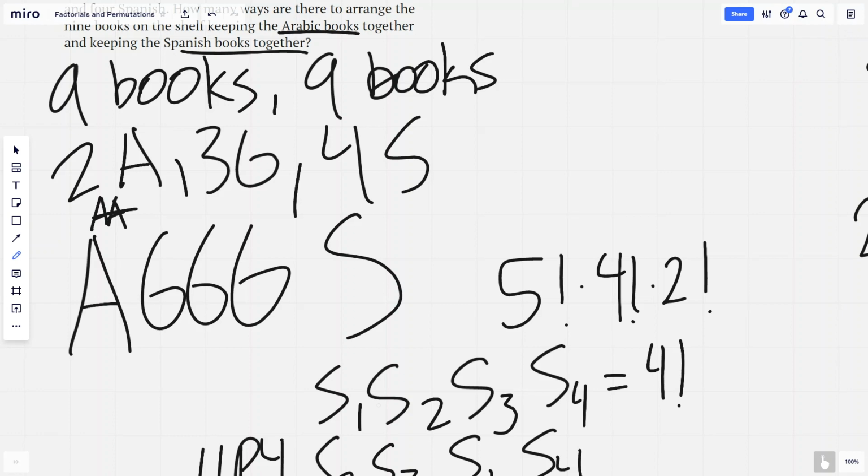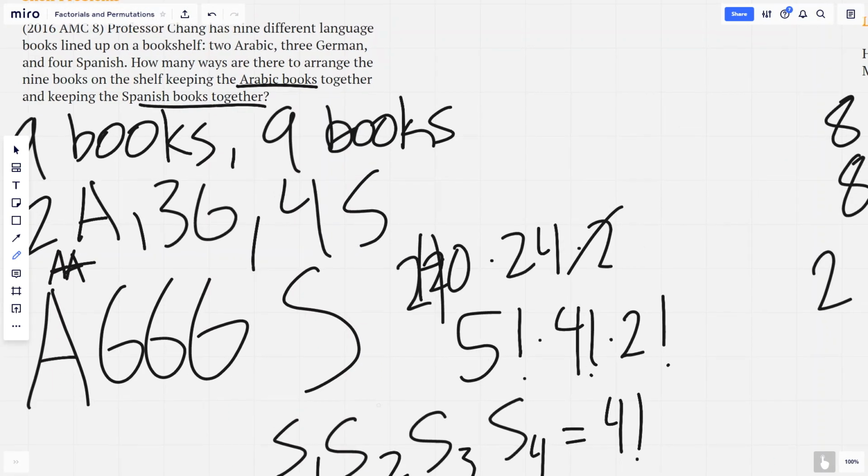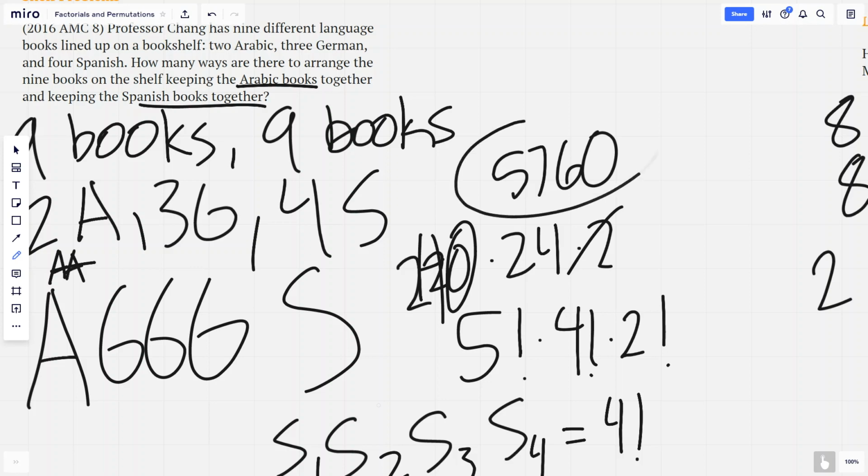So what we have to calculate is 120 times 24 times 2. We can move the 2 to the 120 to get 240 times 24. 24 squared is 576 times 10 from the 0 is 5,760. So there are 5,760 ways to arrange the 9 books on the shelf, if you keep the Arabic books together and the Spanish books together.